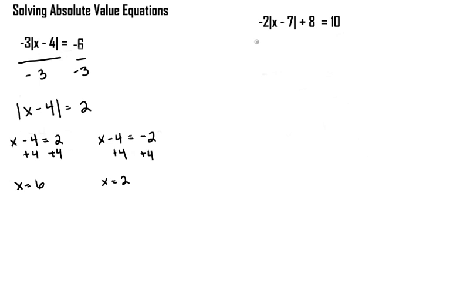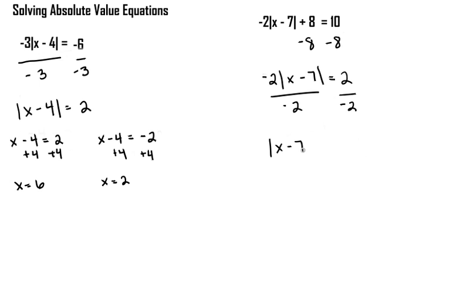One last example. Here we have negative 2 times the absolute value of x minus 4, plus 8 equals 10. Before we can drop our absolute value symbols, we need to get the absolute value by itself. We start off by subtracting 8 from both sides of the equation, and we get negative 2 times the absolute value of x minus 4 equals 2. We divide both sides by negative 2, and we get the absolute value of x minus 4 equals a negative 1. Because an absolute value equals a negative number, our answer is no solution.